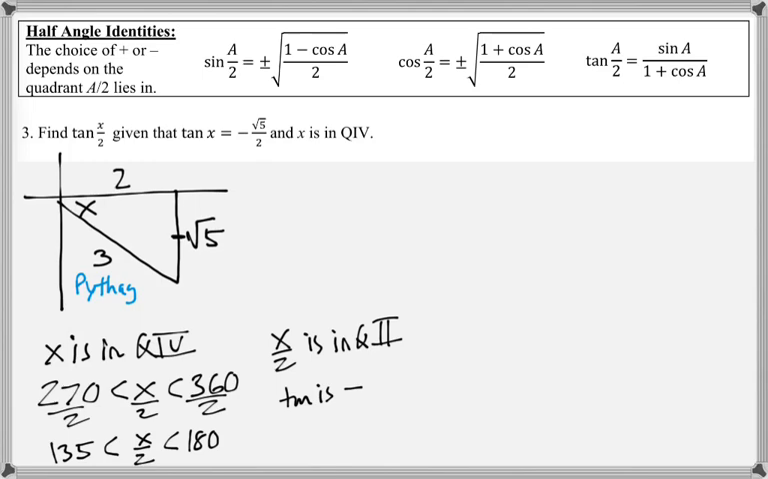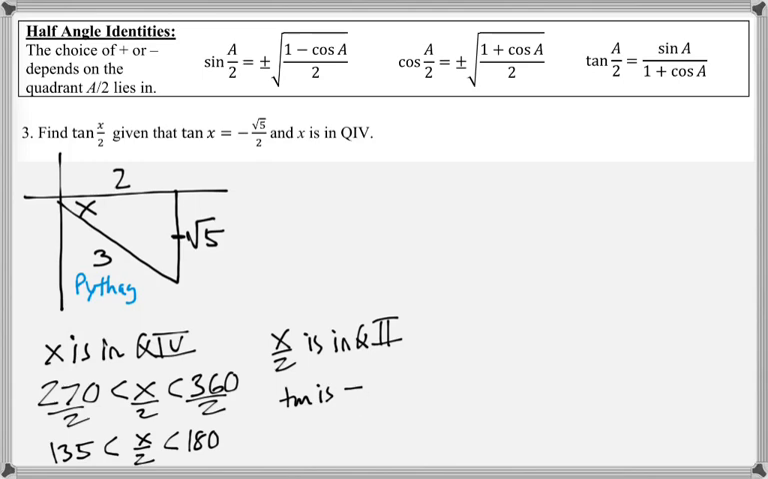Now, the identity does not have a plus or minus like the sine or cosine. So I actually don't need to choose between plus or minus, and I'm not going to artificially put my own minus sign here. Basically, I'm just going to solve the problem as normal, and my answer should be negative.